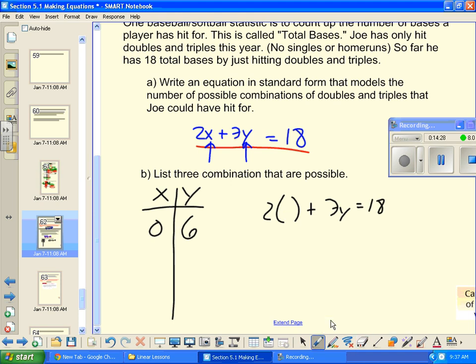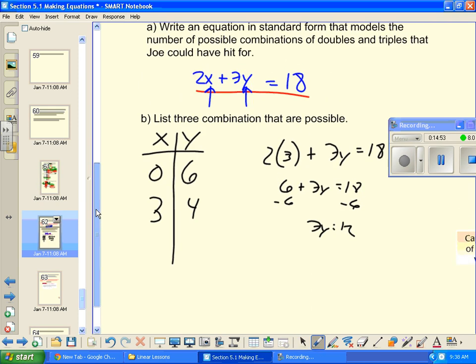Let's try 3 for my number here. Let's say I hit 3 doubles. That might be one that'll also work. 2 times 3 would give me 6, and then subtracting 6 from both sides, just like solving a little equation, 3y equals 12. Divide 12 by 3, I'll get 4. Here's a good combination. What is this combination saying? It's saying that to get 18 total bases, Joe could hit 3 doubles and 4 triples.